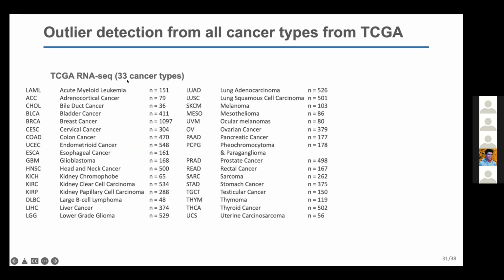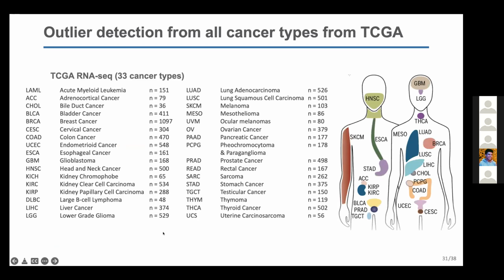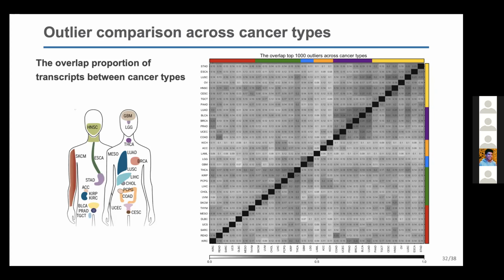They have 33 cancer types, and this is the number of patients, and I will use this figure to know the location of the cancer. So rather than looking into each outlier profile, I want to see the big picture, how those outlier profiles are different or similar across the cancer types. So I compared the whole top 1,000 ranked outliers across the cancer types. Here is the overlap proportion of the outliers between two cancer types.